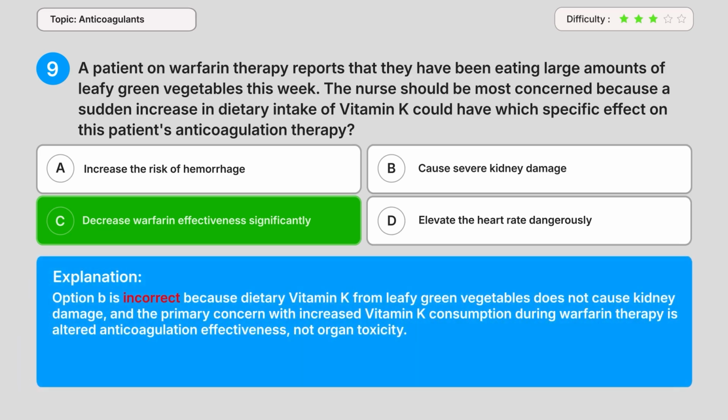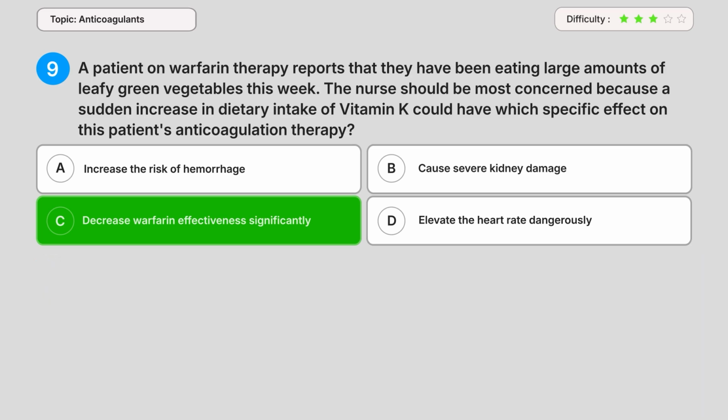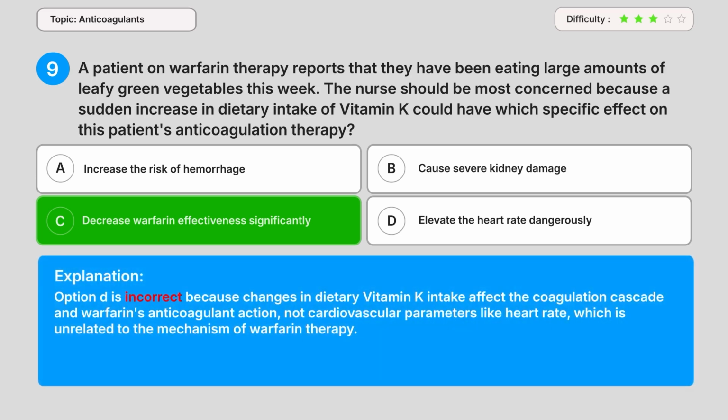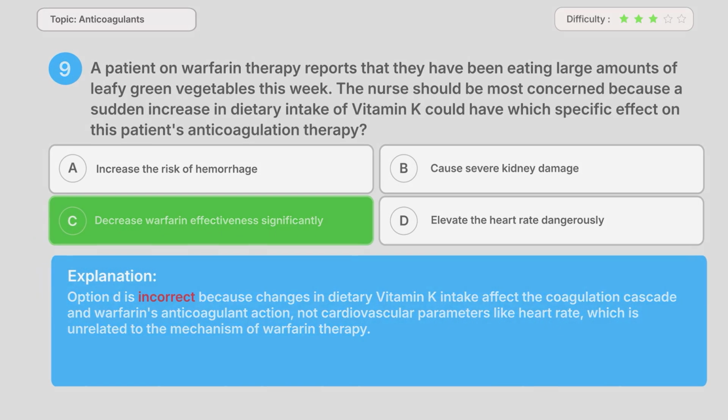Option B is incorrect because dietary vitamin K from leafy green vegetables does not cause kidney damage, and the primary concern with increased vitamin K consumption during warfarin therapy is altered anticoagulation effectiveness, not organ toxicity. Option D is incorrect because changes in dietary vitamin K intake affect the coagulation cascade and warfarin's anticoagulant action, not cardiovascular parameters like heart rate, which is unrelated to the mechanism of warfarin therapy.